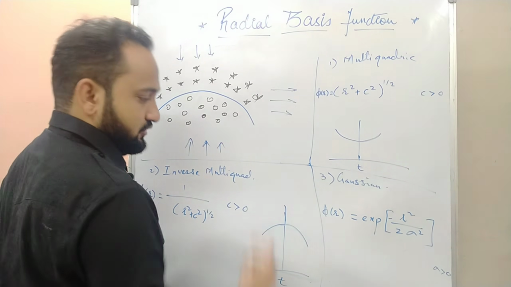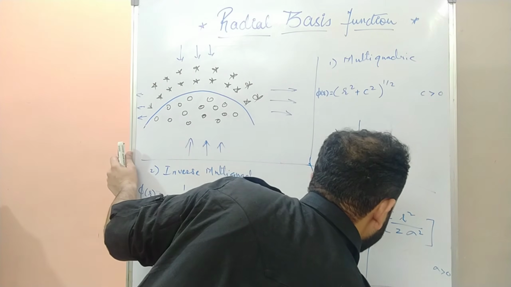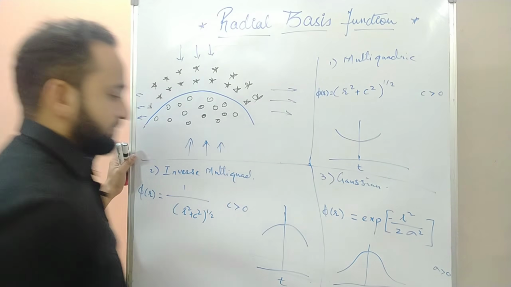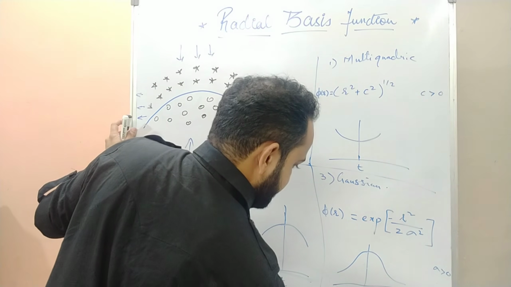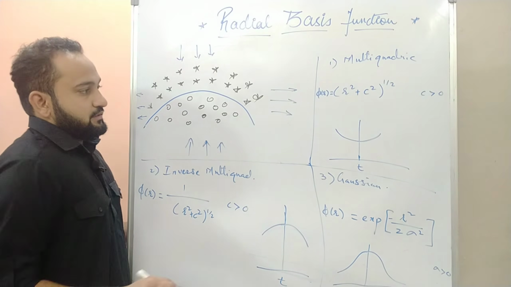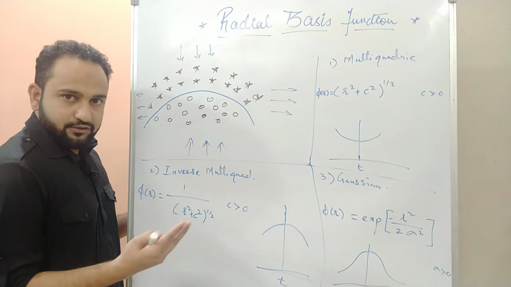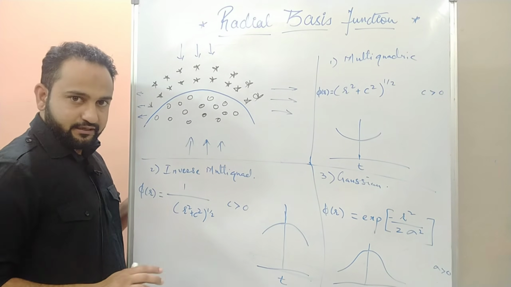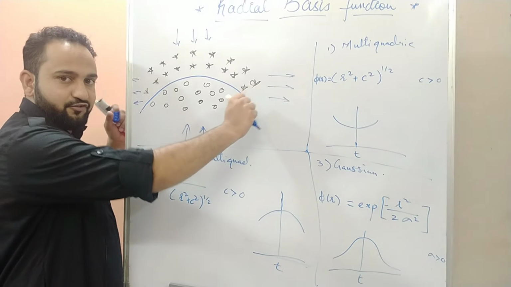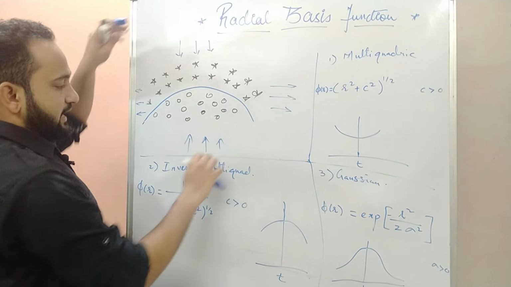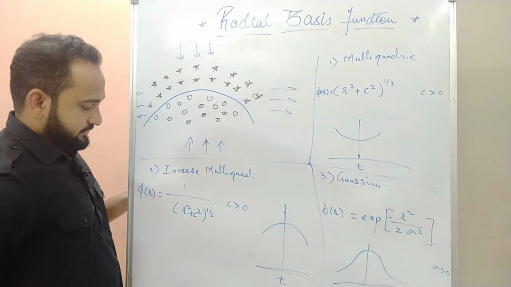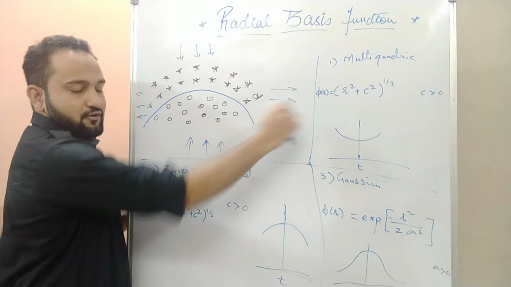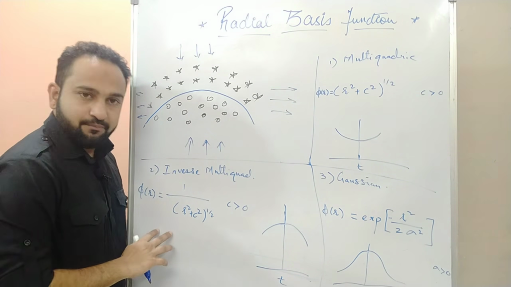And the Gaussian function will look something like this. With respect to t, I am drawing again. So I hope you got this. Your RBF will do two things. It will increase dimensions. The second thing it will do is expand with respect to this side and compress with respect to this side. Now how it does these things, with respect to any of these functions, this will be performed.